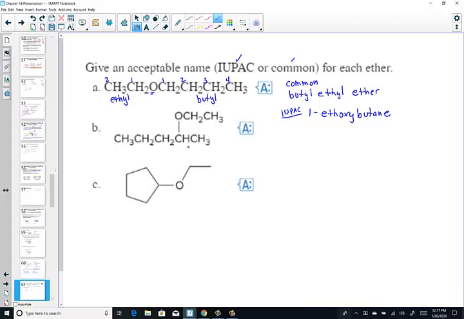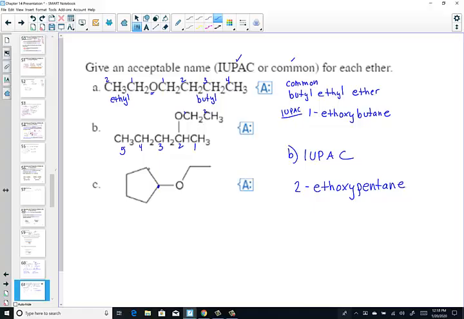Letter B does not look simple enough for a common name, so I'm going to name it as an IUPAC. Let's find the longest carbon chain, which looks like 5. There's a 2-carbon chain with the oxy. So at carbon 2, we have a 2-carbon ethoxy functional group on a 5-carbon parent chain, 2-ethoxypentane.